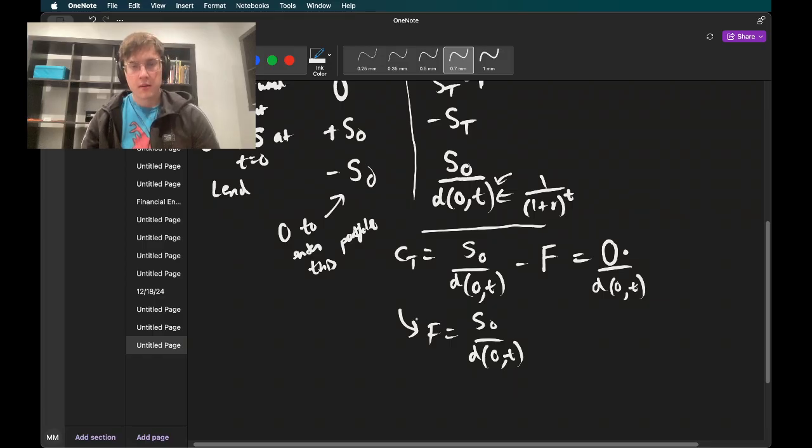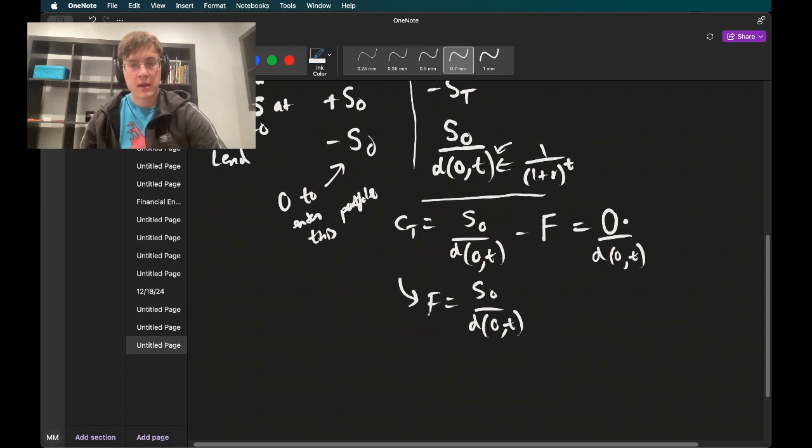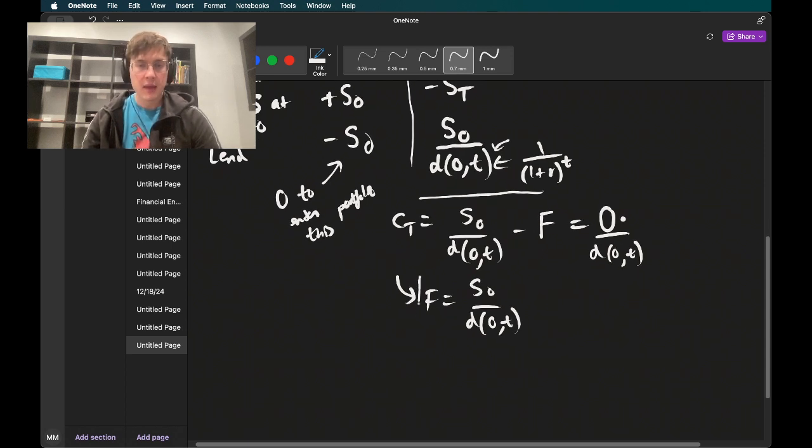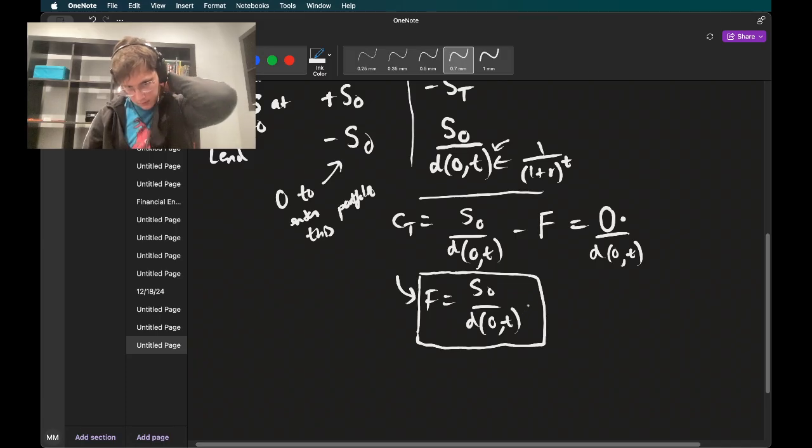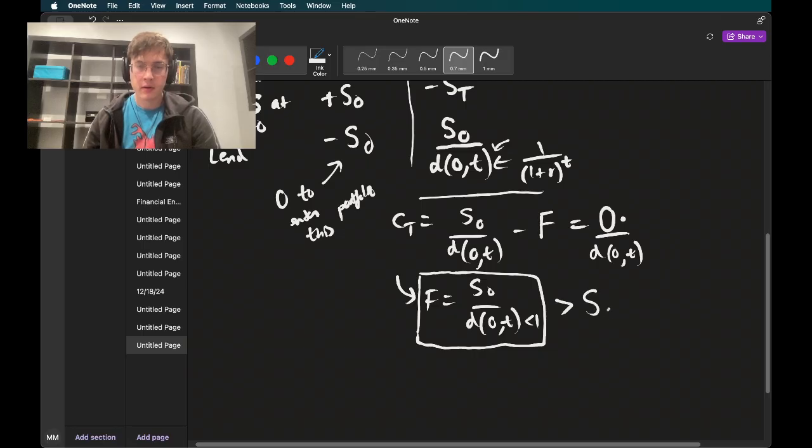So it costs us 0 to enter this forward contract, and the price F that we have to pay at the end for this forward contract should be the initial price divided by the discount factor. The discount factor is less than 1, so this F is actually bigger than S_0 if the interest rates are positive.